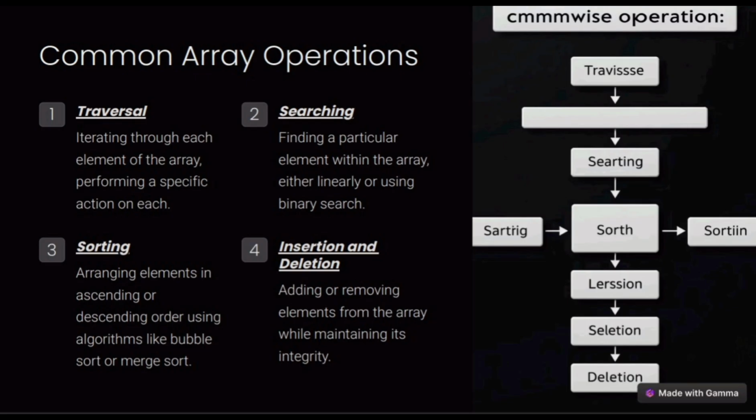My name is Jashwant. I am explaining common array operations. There are 5 operations: traversal, searching, sorting, insertion and deletion. Traversal: iterating through each element of the array, performing a specific action on each. Searching: finding a particular element within the array either linearly or using binary search. Sorting: arranging elements in ascending or descending order using algorithms like bubble sort or merge sort. Insertion and deletion: adding or removing elements from the array while maintaining its integrity.